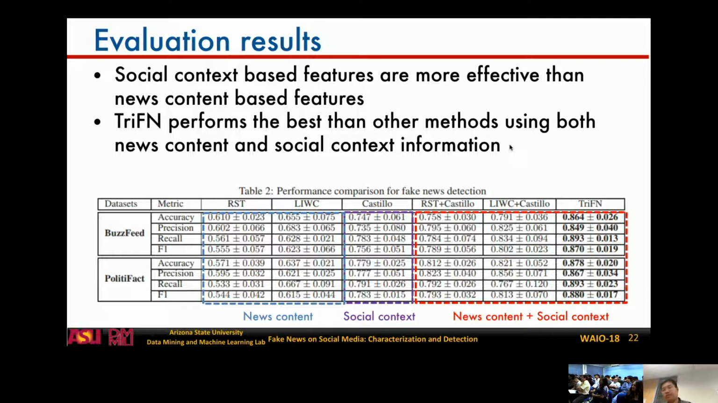And also we can see that the proposed methods perform the best compared with all previous baselines. So I just introduced the basic idea of this paper, and more details can be found on my webpage. I already put the complete version there as well.